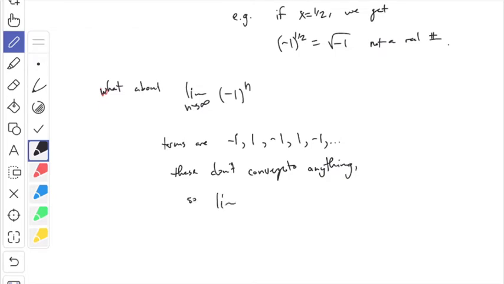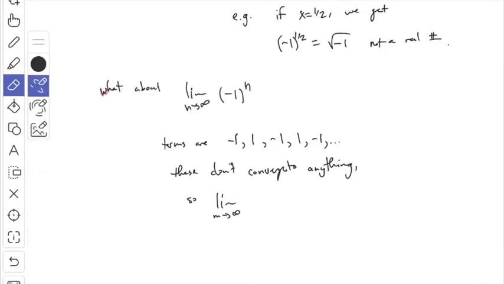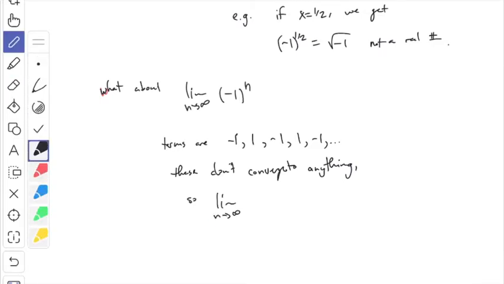So the limit as n goes to infinity of (-1)^n does not exist. Another way of saying that is (-1)^n diverges. That was a little bit of vocabulary.